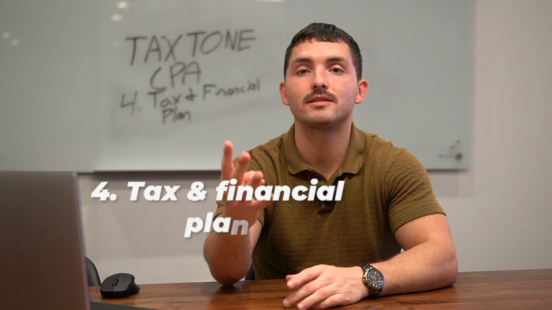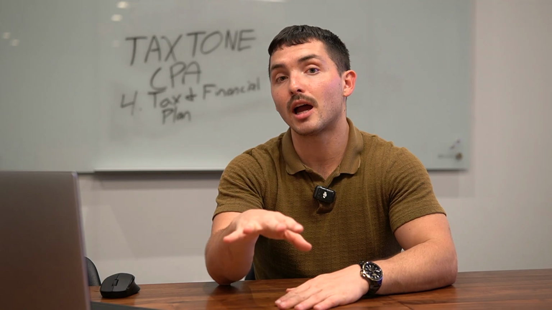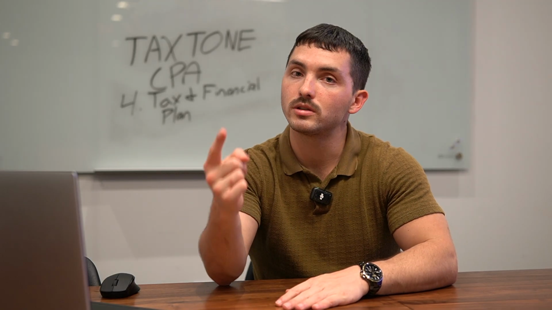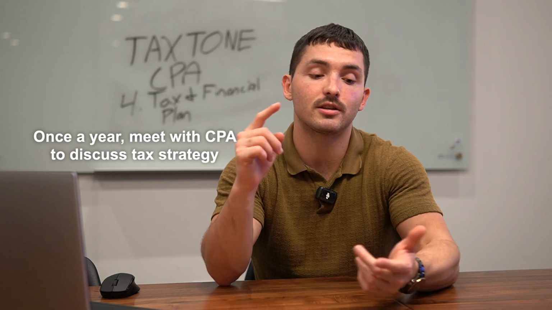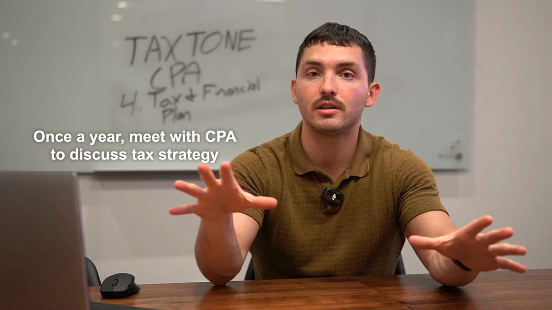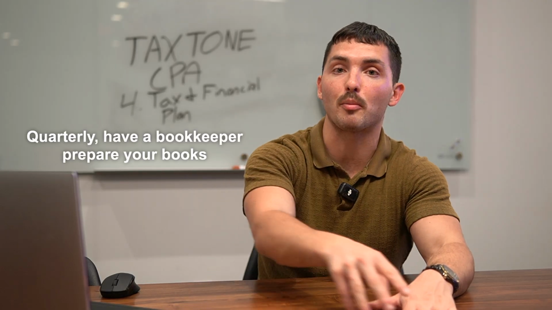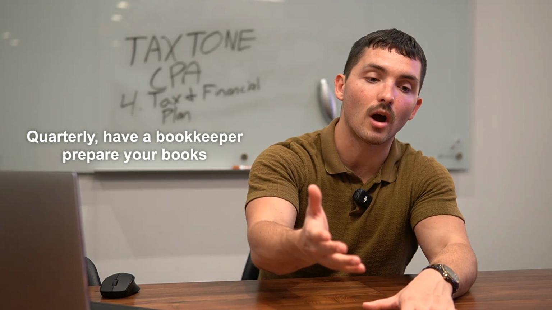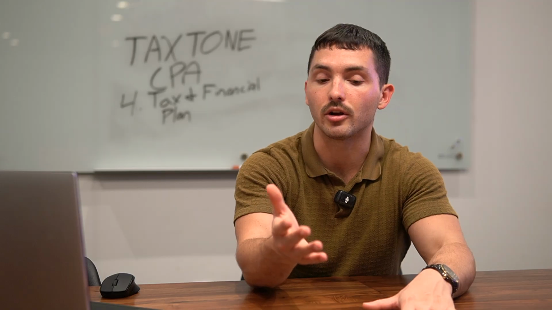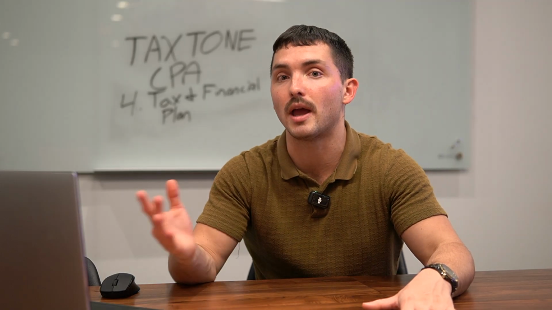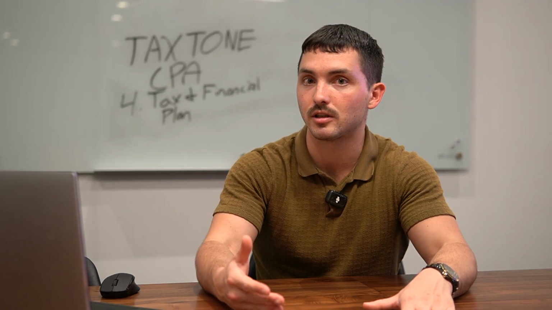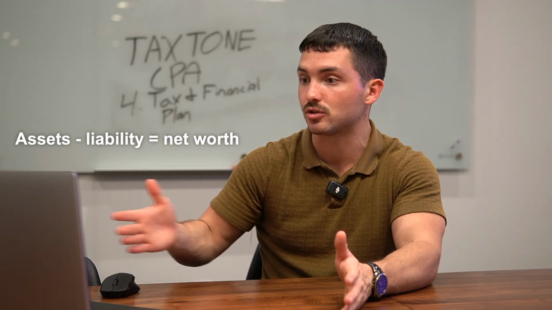Fourth is a tax and financial plan. You may not have one. Let me make one for you really quick. Once a year, you're gonna meet with your CPA to discuss tax strategy, everything you got going on for the year. 4 times a year, quarterly, you're gonna have a bookkeeper prepare your books so you know how much money you made throughout the year, and so you can estimate how much you should pay for your tax estimates. Maybe twice a year, you're reviewing your business financial plan or your personal net worth, right? Assets minus liabilities is your net worth.